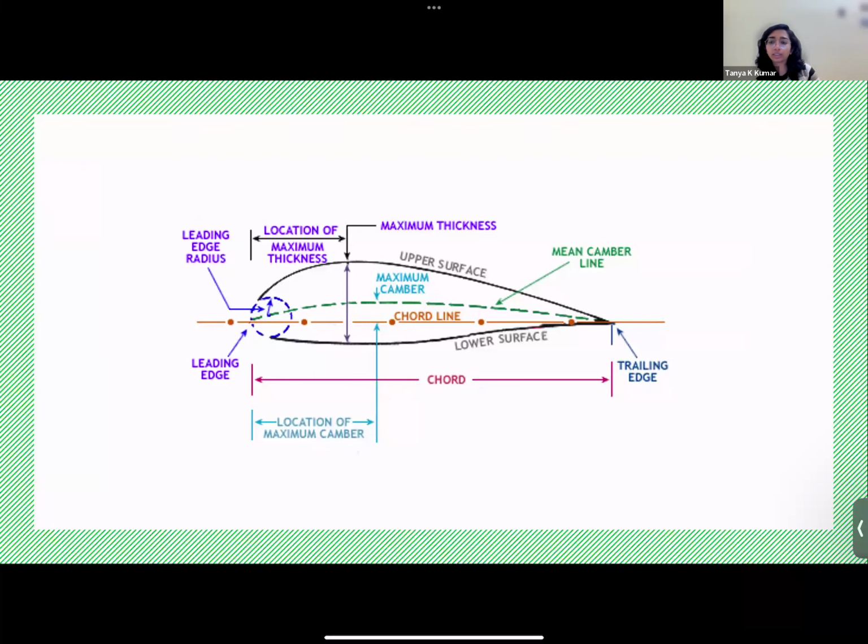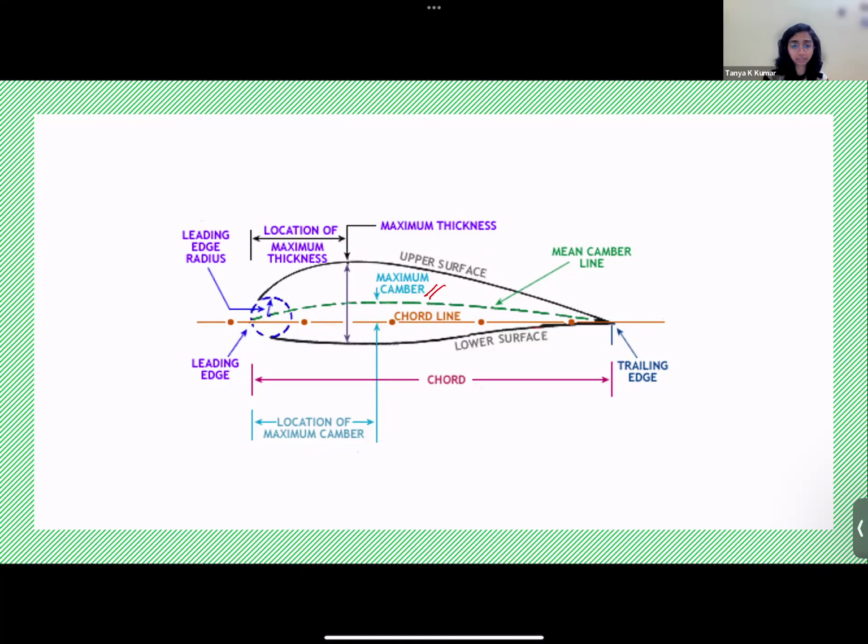You can look at the figure and yes, it's called maximum camber. It's this one in blue, written in blue. And the maximum thickness is the maximum distance between the upper surface and the lower surface. These two points, the location of maximum thickness and maximum camber, may or may not be the same. Okay, it need not be the same. In this case, it's not the same. So it can be different points.